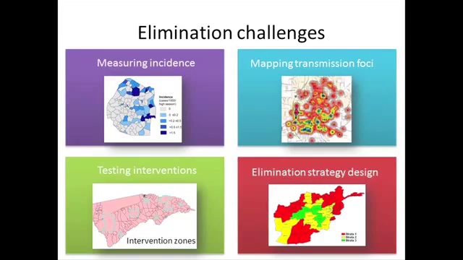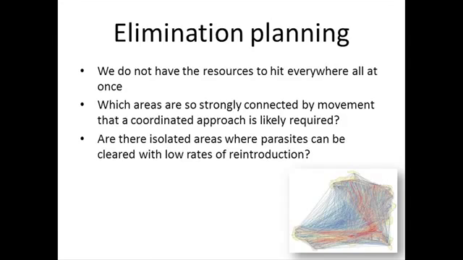So final section, our elimination strategy design. Given our, again, Dominic's example, maybe we have 10 million, maybe the Gates Foundation has 200 million to think about planning elimination. We don't have the resources still to hit everywhere all at once. So which areas are so strongly connected by movement that perhaps a coordinated approach is likely required? We can't move from one area, clear out the parasites, move on to another one, and expect things to stay eliminated. So are there actually isolated areas as well where parasites could be cleared with potentially low rates of reintroduction?